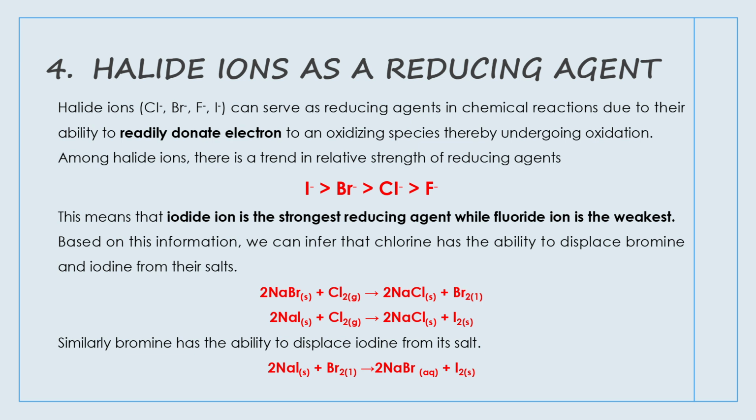For fluorine, as it was the strongest oxidizing agent, here it is the weakest reducing agent, and iodine is the strongest reducing agent, while for oxidizing it is the weakest. It is the vice versa of each other.